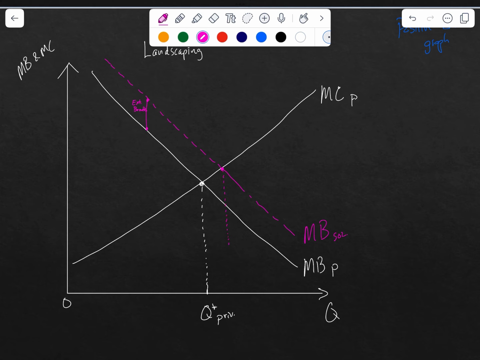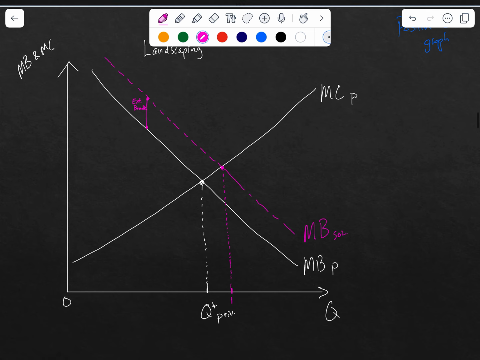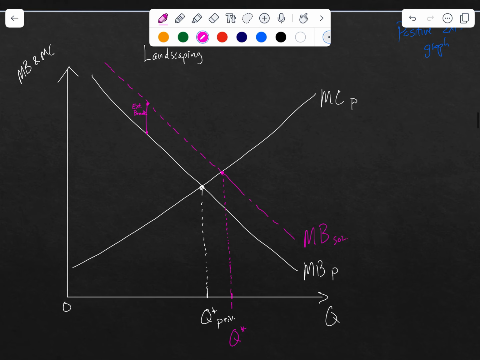You could have graphed immunizations here, right? What's the main reason that we get immunized or we immunize our kids? It's to protect them from certain contagious diseases. But there are external benefits to that, right? When most people are immunized, that keeps everyone safer, because if people can't catch those diseases, then they can't carry them and spread them to others. So a graph for immunizations would look very similar to the one for landscaping.